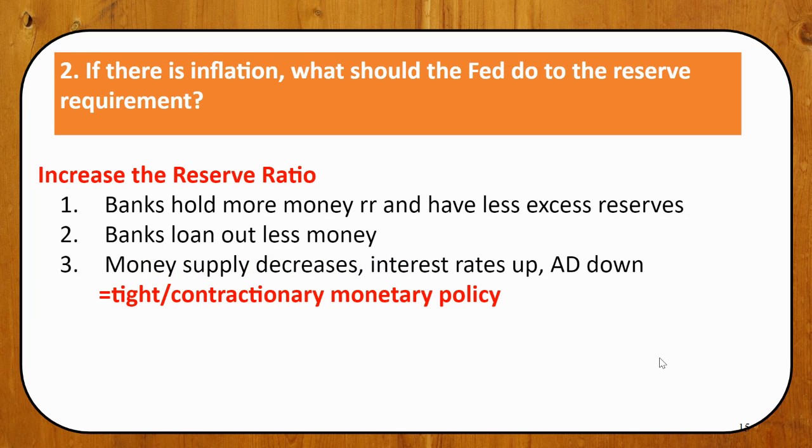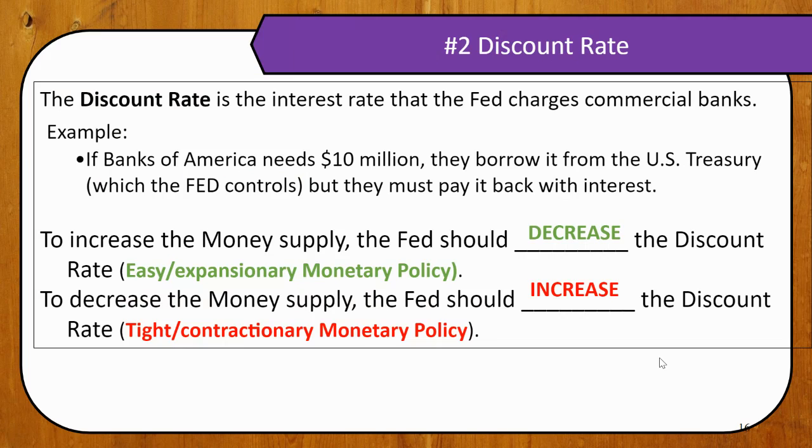If there's inflation, what should the Fed do? Well, the Fed should increase the required reserve. Banks then have to hold money in the required reserves, which is going to give them less money in excess. Less money is going to be loaned out. So we'd say the money supply is going to decrease. AD would go down, and this would be tight or contractionary monetary policy.